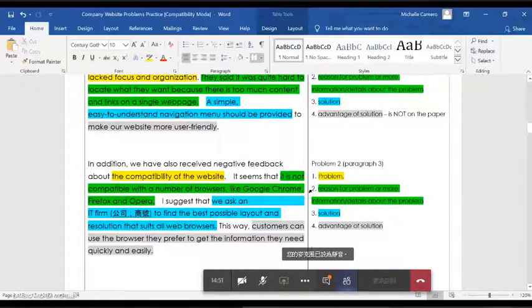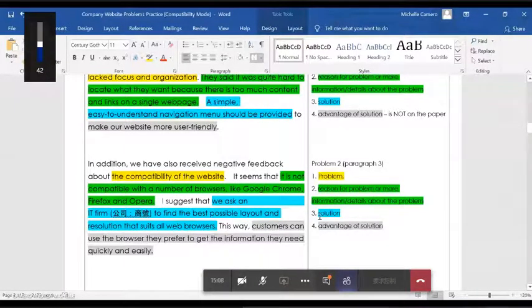So in addition, we have also received negative feedback about, and here's the problem, the compatibility of the website. And then we need to give more information, so we introduce it with, it seems that it is not compatible with a number of browsers like Google Chrome, Firefox, and Opera. Then you want to give the solution. So you can say, I suggest that we ask an IT firm, which is another word for company, to find the best possible layout and resolution that suits all web browsers.